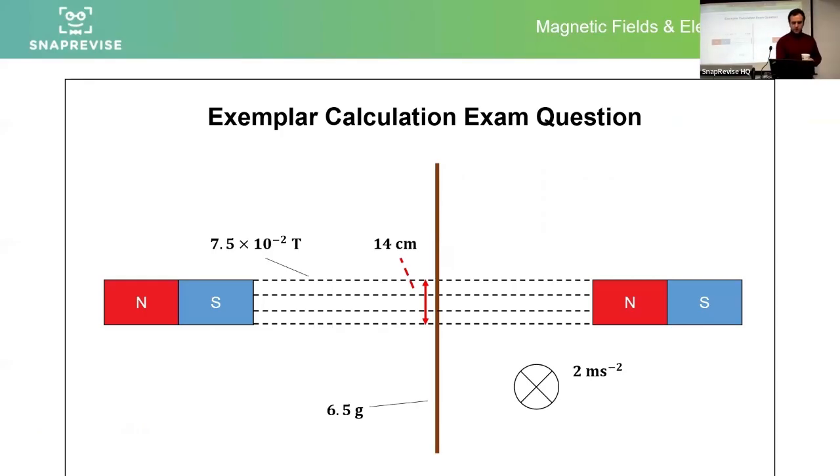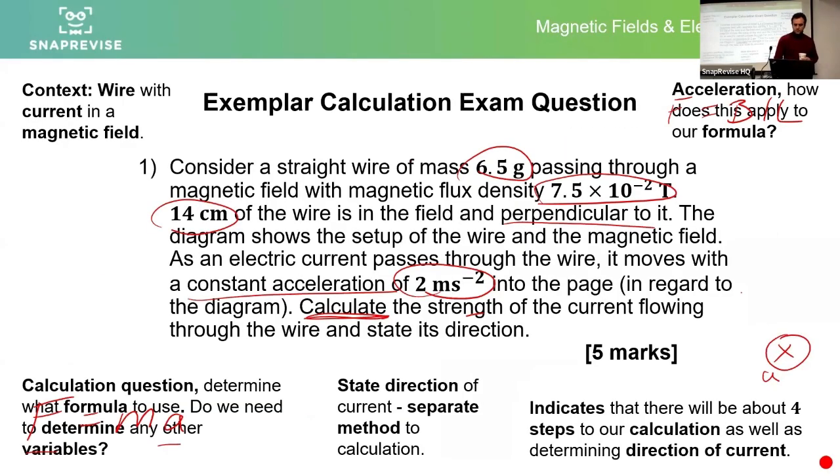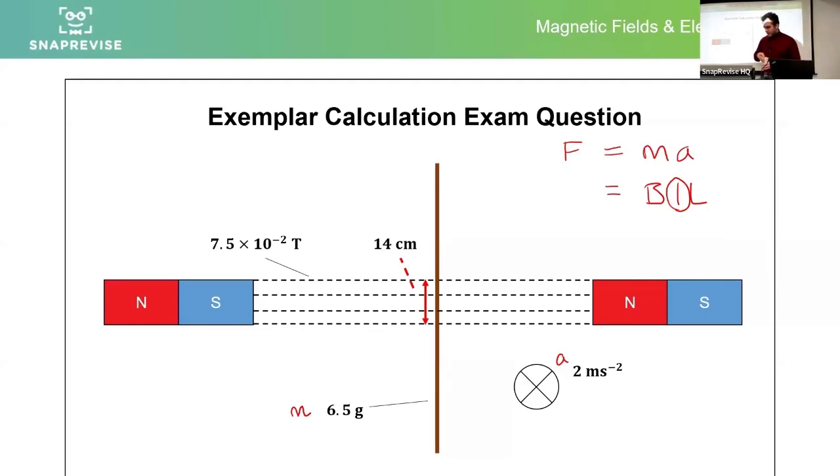Okay, so we've got acceleration into the page, and we've got the mass. If they give us the mass and the acceleration, I'm already thinking we can work out the force. If we can work out the force, we're given the length, we are given B, and then we can work out the current. We need to calculate the strength of the current and its direction. The direction, we can hopefully work out now.